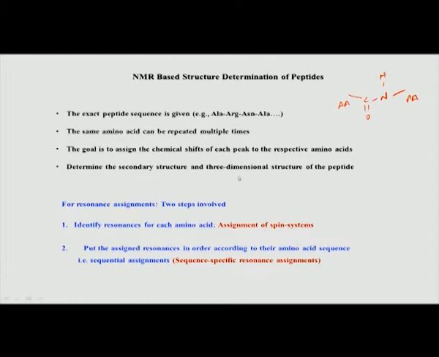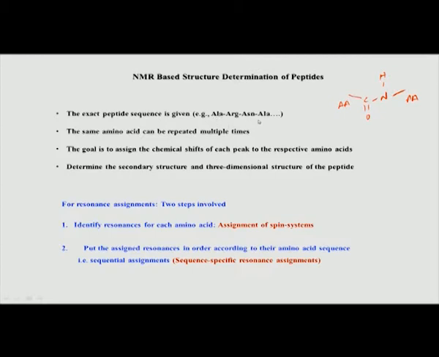So, once you have identified the spin systems, then you have to find out which spin system comes in which sequence or order. So, look at this again. In this sequence, my first amino acid is alanine, second is arginine, third is asparagine, and fourth is alanine. So, that means for the 2 alanine spin systems which I would have got from my TOCSY, I should now decide which spin system comes at the fourth position here, and which alanine spin system comes in the beginning. And that is not easy by just looking at the spin system, because the spin system as such does not tell you anything about its location in the sequence.